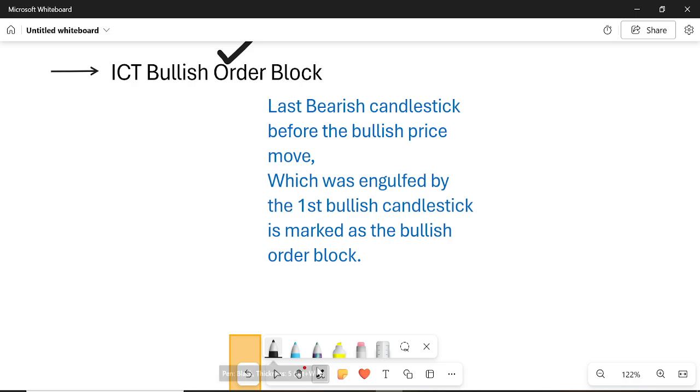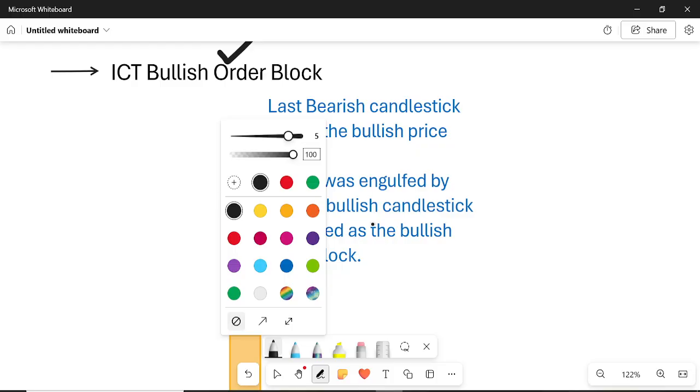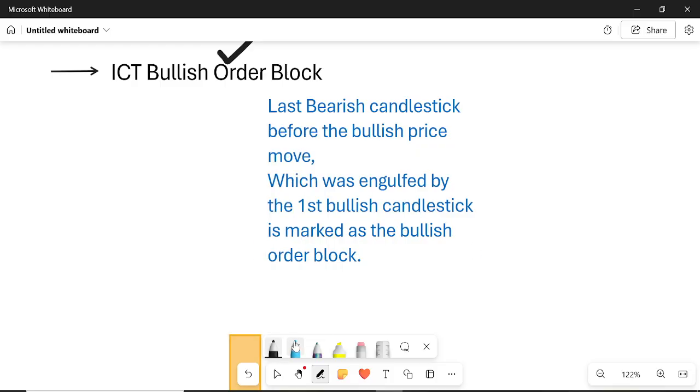A bullish order block forms at the end of a bearish move, when price moves to the downside and reaches an ICT PD array on the higher time frame. Price reverses from that area. When the reversal happens, the last bearish candlestick, which is engulfed by the next bullish candlestick, is marked as the bullish order block. The last bearish candlestick before the bullish price move, which was engulfed by the first bullish candlestick, is marked as the bullish order block.